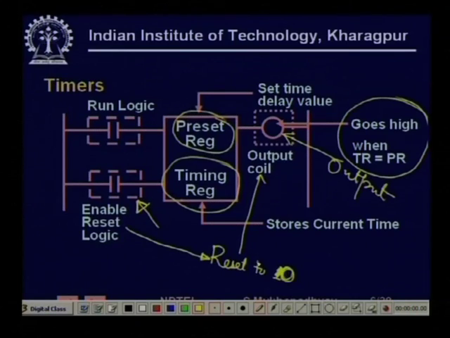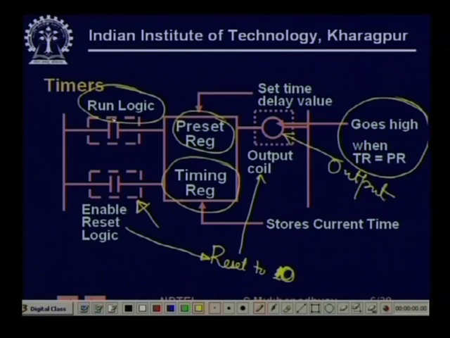Similarly, when it is enabled, it is enabled to time, but whether it will actually time or not can be controlled by this run logic. So, when this run logic is enabled, only at that time do the timing pulses come from the internal clock to the timing register; at other times it is inhibited.